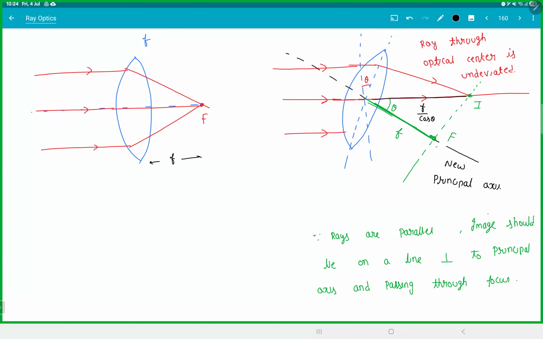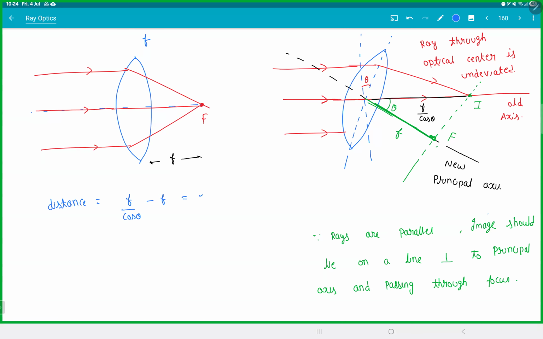So most people will think the image also will tilt. Interestingly here, what happens, image won't tilt, image will simply get pushed forward. It will still be on the old principal axis. So this line here is your old principal axis. The image will still lie on the old principal axis. So what you're asking for is distance. So the distance between them will be f sec theta, that is f by cos theta, minus f. I got till here.